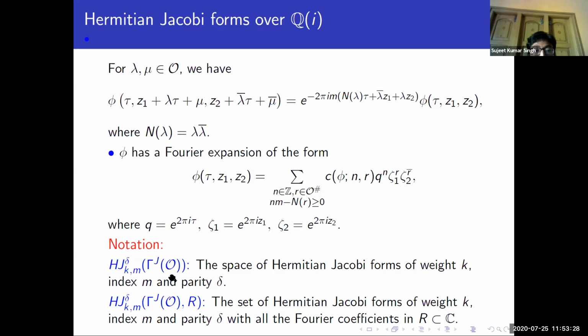So we will be following this notation: by J_{k,m,δ}, the space of Hermitian Jacobi forms of weight k, index m, and parity δ, and by R, the collection of all the Hermitian Jacobi forms of weight k with all the Fourier coefficients in R.